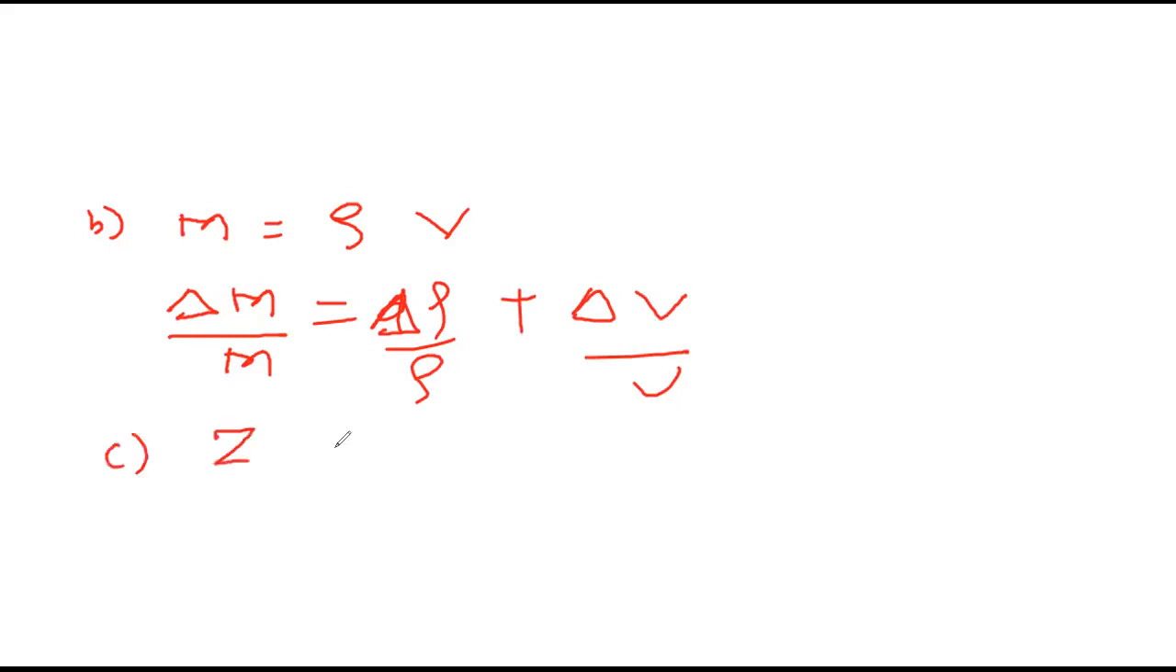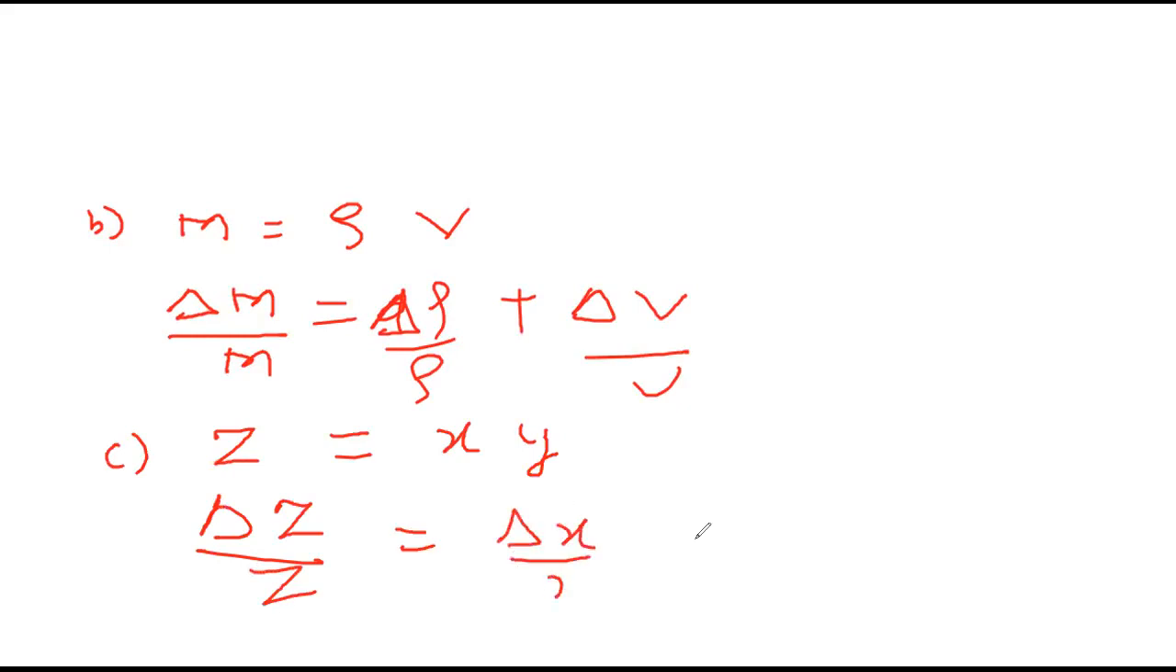If it is some general, Z is XY, how will you solve this? Delta Z upon Z is delta X upon X plus delta Y upon Y. Just write down. Then I'm giving examples also, don't worry. Done, sir.